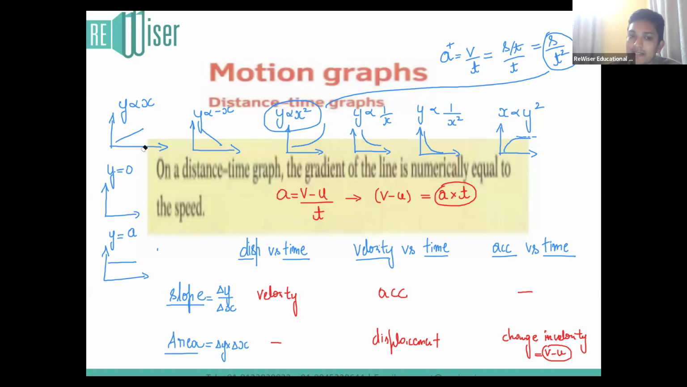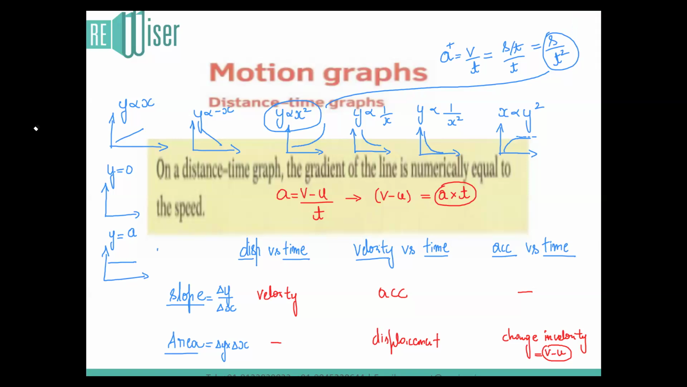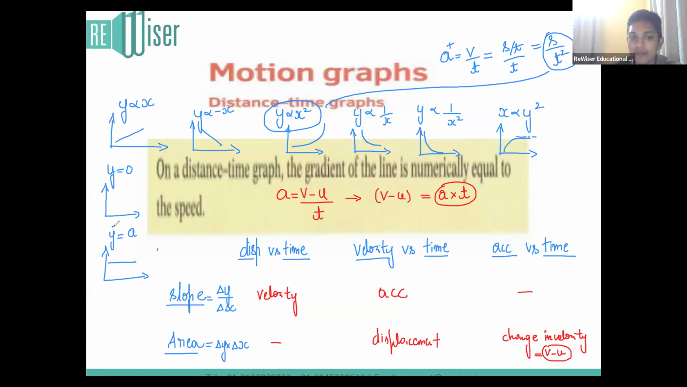For a body at rest, for a displacement time graph, it would be y equal to constant. The displacement is the same. For example, if an object is 5 meters away and it is at rest, it will continue to stay at that 5 meters, correct? Yes. So the displacement time graph for a body at rest would be of the shape y equals a constant.